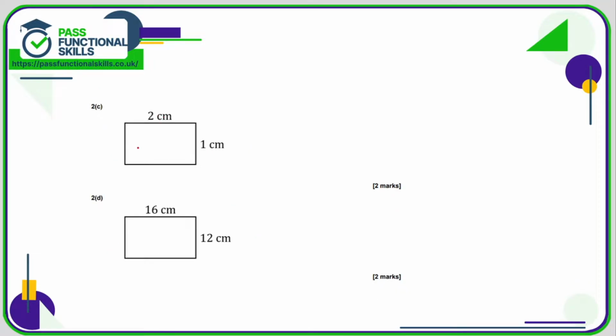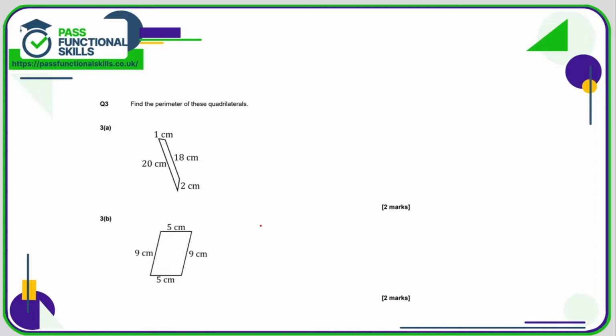Again, 2 by 1, so this side here is 1, this side is 2, so 2 plus 2 is 4, 5, 6 centimetres, or 2 plus 1 is 3, and then double it to get the 6. 16 plus 12, that comes to 28, and if you double 28, you get 56 centimetres, although with this one maybe it is easier just marking in the other side. 16 plus 16 is 32, plus 12 is 44, plus another 12 is 56. So remember, you can't use a calculator for that question.